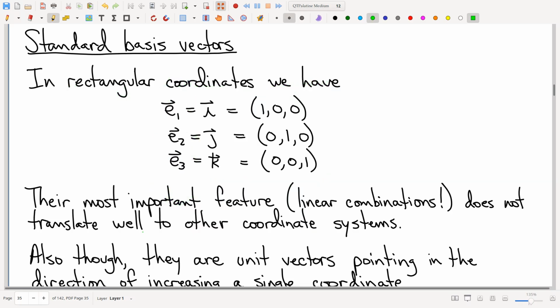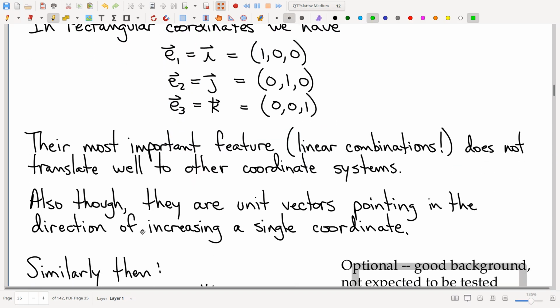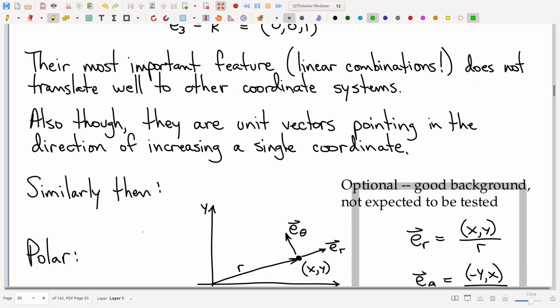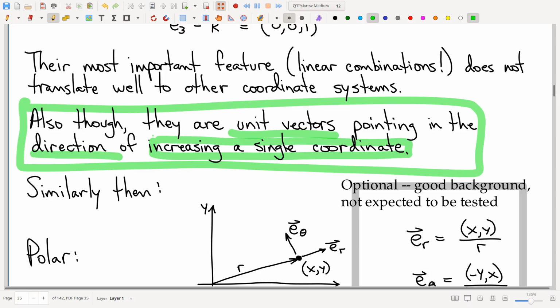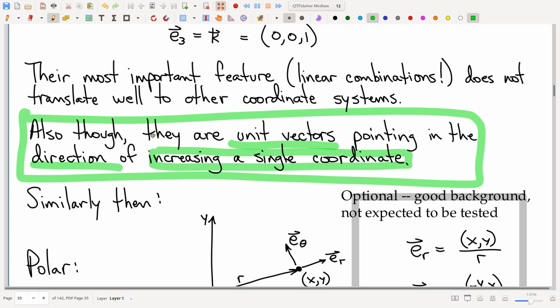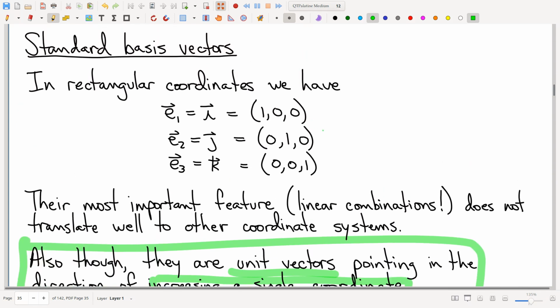Okay, so various cool things about them. One is this. They're the unit vectors that point in the direction of increasing a single coordinate of that coordinate system. In other words, for example, if you look at e2, that's the direction in which x and z are held constant and y is increasing.